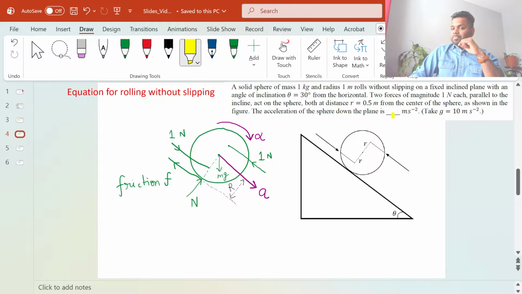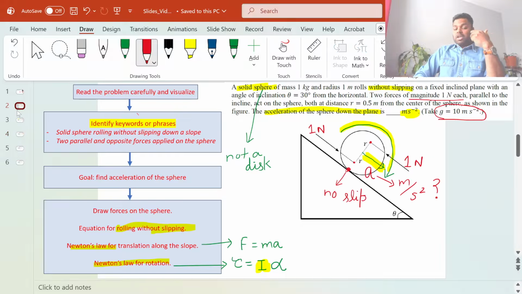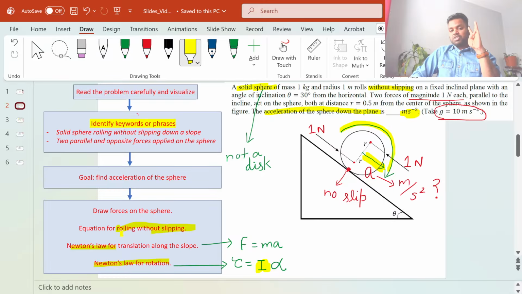And this here is A. So the question is asking, what is A? And this is your A in this fill in the blank. That's what the question is asking, right? So remember that when we were briefing the problem, we have to apply 3 points: rolling without slipping, Newton's law for translation, F equal to ma, and Newton's law for rotation, tau equal to I alpha, right?